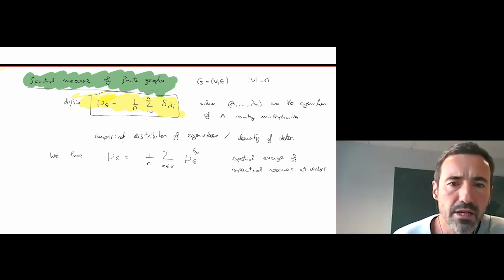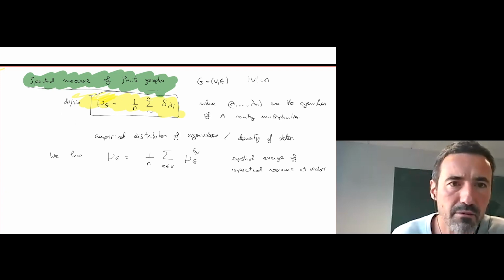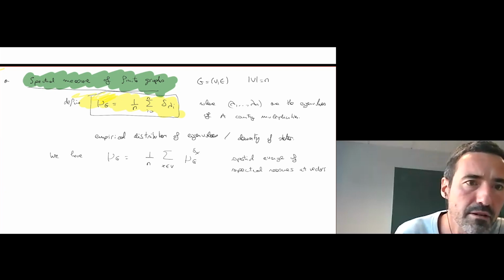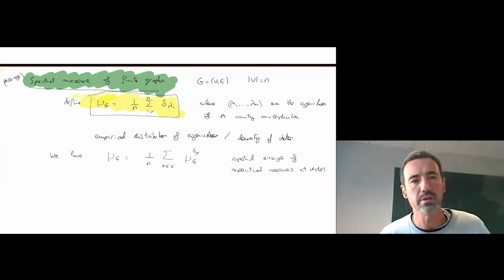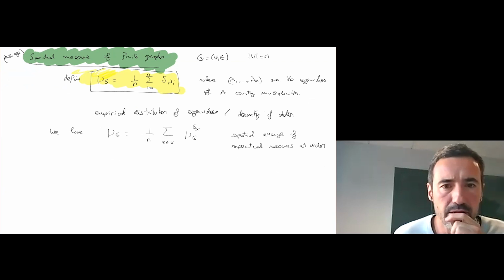Okay, so sometimes I will call it the spectral measure, but sometimes I will call it the average spectral measure, to make the difference with the spectral measure at vectors. Okay, indeed. So why is this formula true?